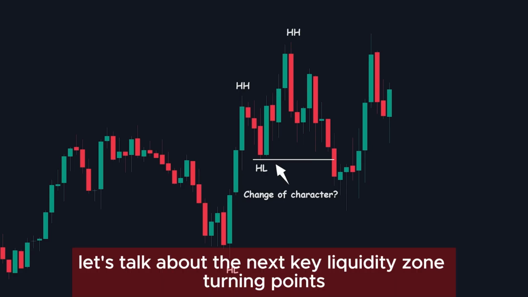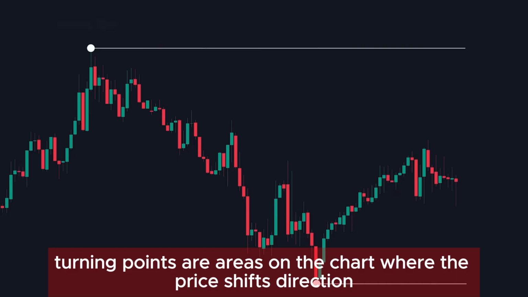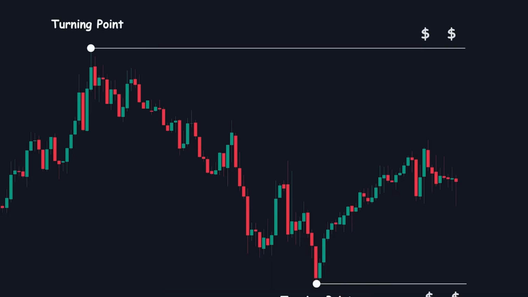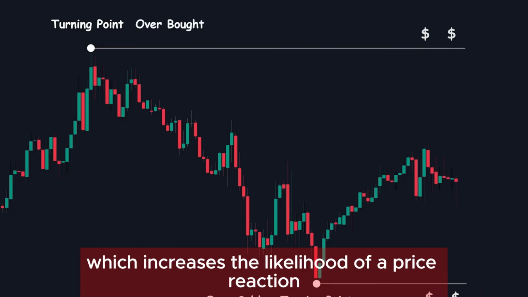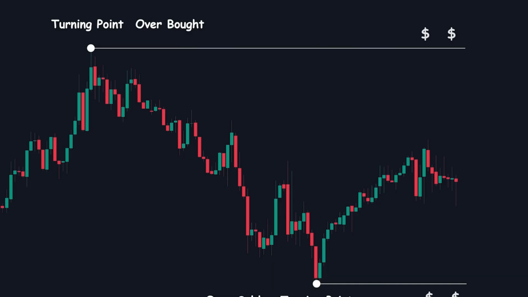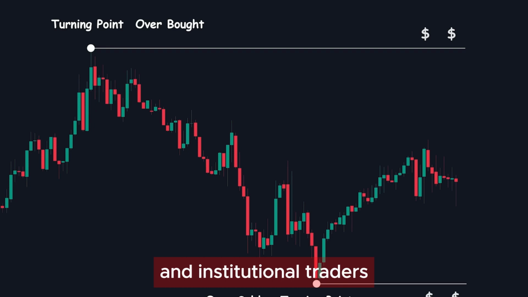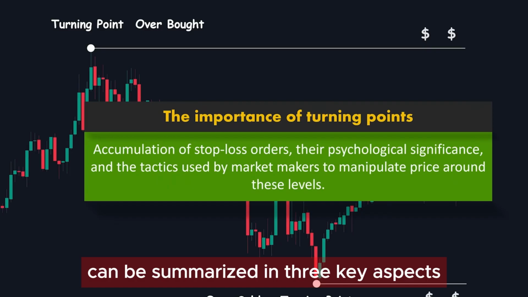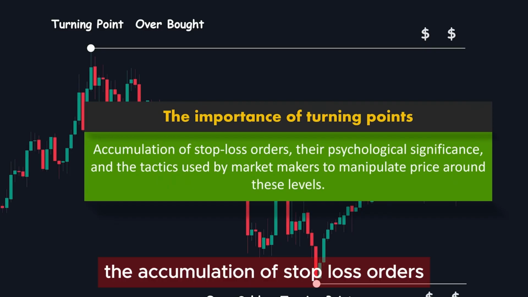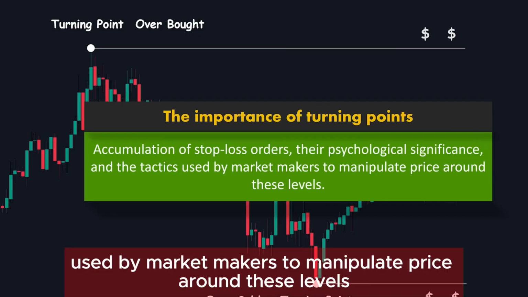Let's talk about the next key liquidity zone. Turning points. Turning points are areas on the chart where the price shifts direction after a long-term trend. These levels are often viewed by the market as overbought or oversold, which increases the likelihood of a price reaction when revisited. They hold significant liquidity because they attract attention from both retail and institutional traders. The importance of turning points can be summarized in three key aspects: the accumulation of stop-loss orders, their psychological significance, and the tactics used by market makers to manipulate price around these levels.